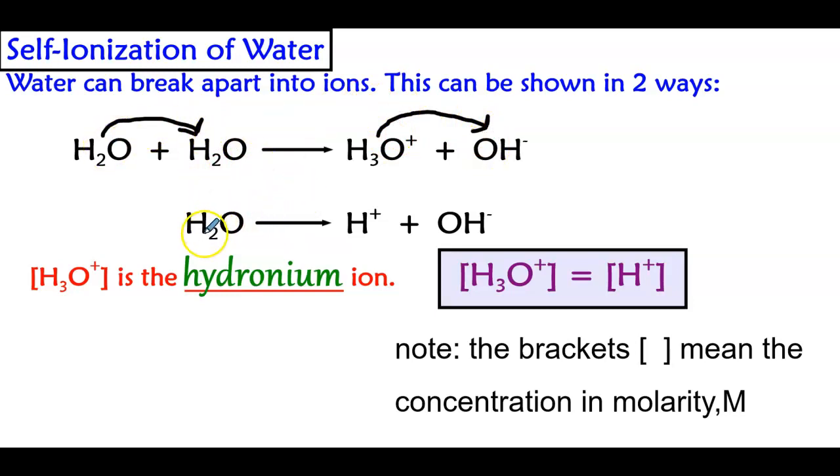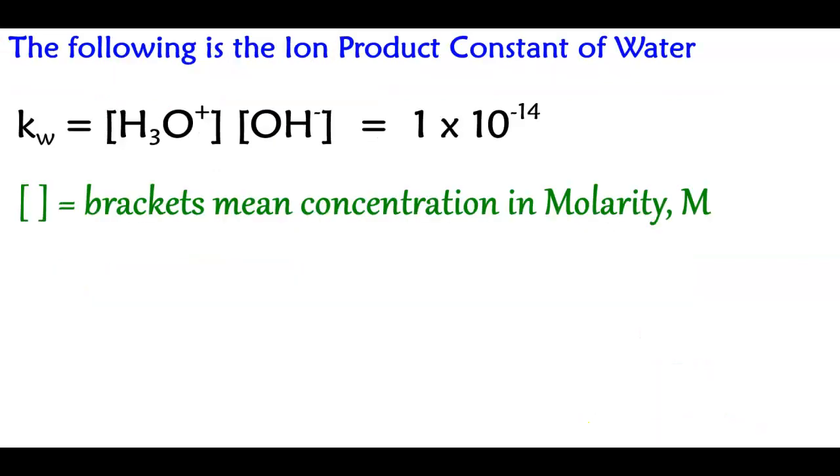Another way to say this is that water breaks apart into its ions hydrogen and hydroxide. So H3O+ in brackets is the hydronium ion. And I need you to know that hydronium and hydrogen are the same thing. They represent exactly the same thing. This is just the short version of this one. Note that the brackets mean the concentration of, in molarity.